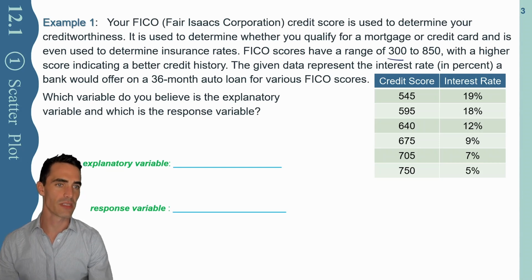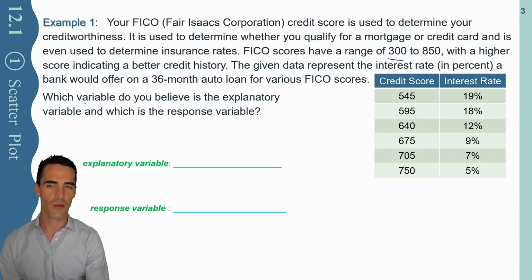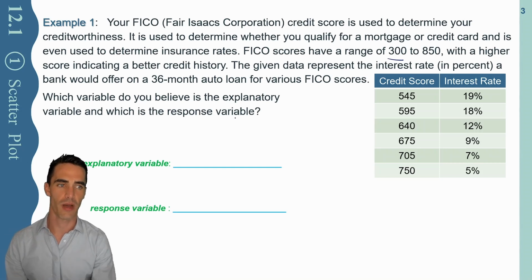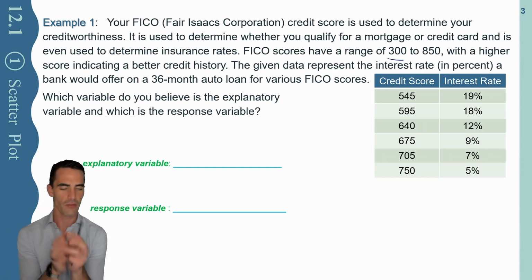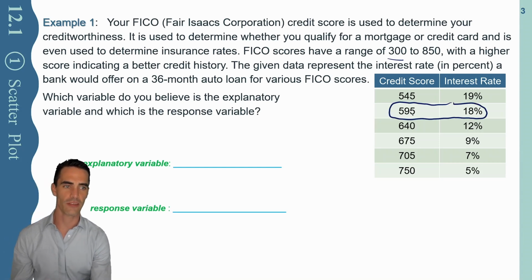The given data represents the interest rates in percents a bank would offer on a 36-month auto loan for various FICO scores. Which variable do you believe is the explanatory variable and which one is the response? Here's the scenario. We have these credit scores. In fact, here's a pair right over here that it looks like for a credit score of 595, they got an interest rate of 18%. Ooh, look at that. Better credit score, 705, got an interest rate of 7%.